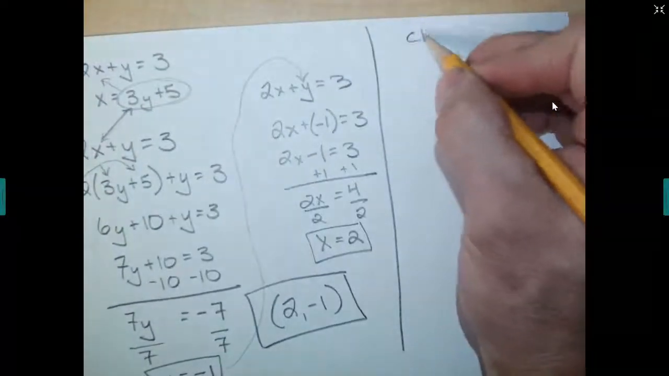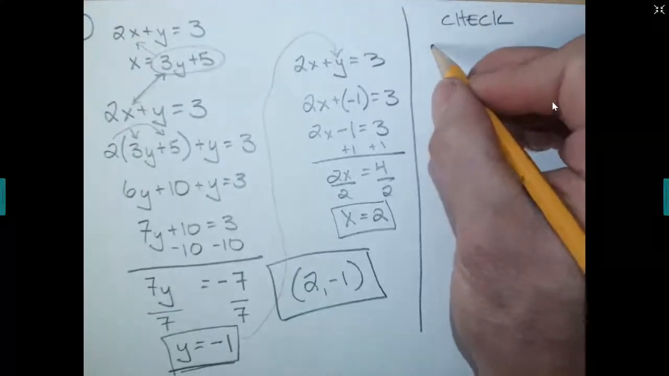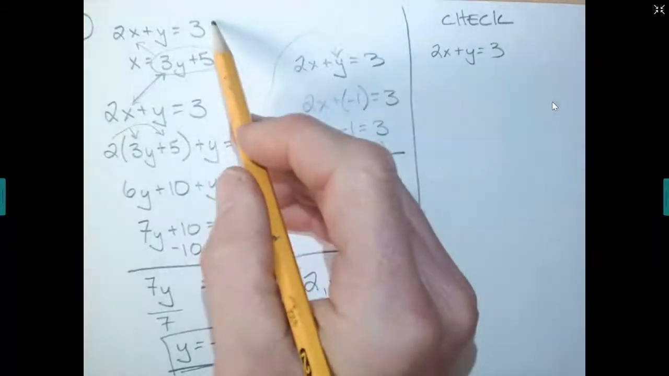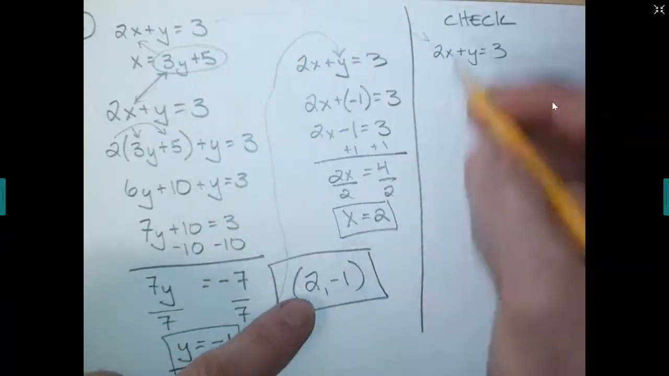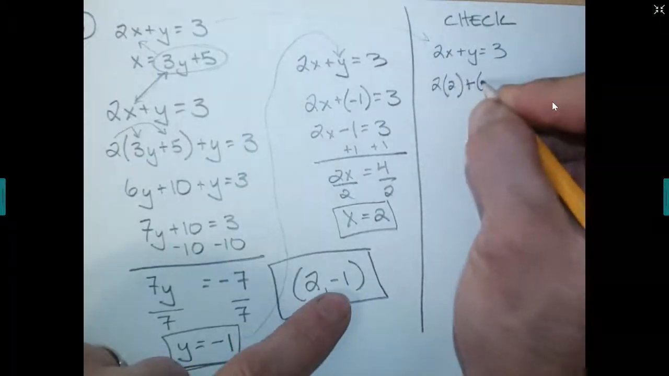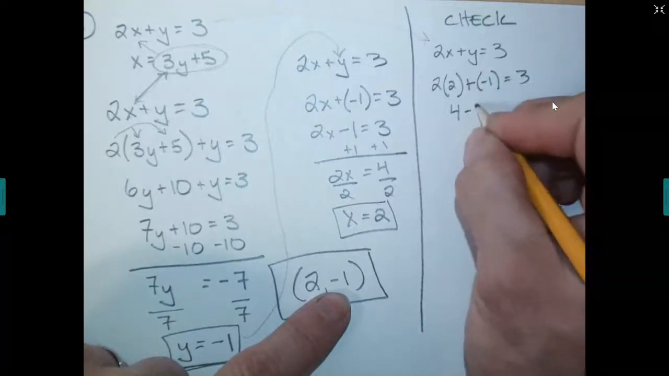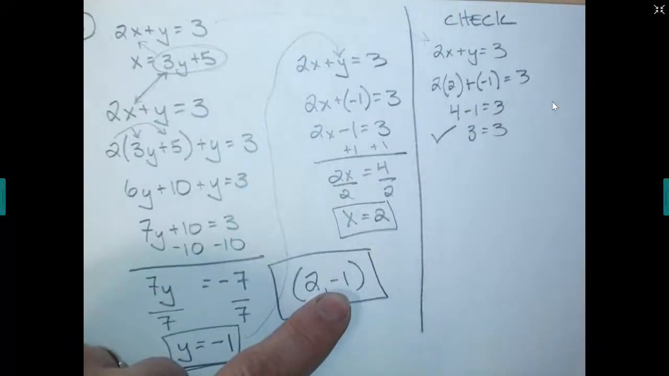Go over here to check. And I have 2x plus y equals 3. That's my original equation. One of my original equations. So I plug in my 2. So 2 times 2 plus y, which is -1, equals 3. 4 minus 1 equals 3. 3 equals 3. That checks out.